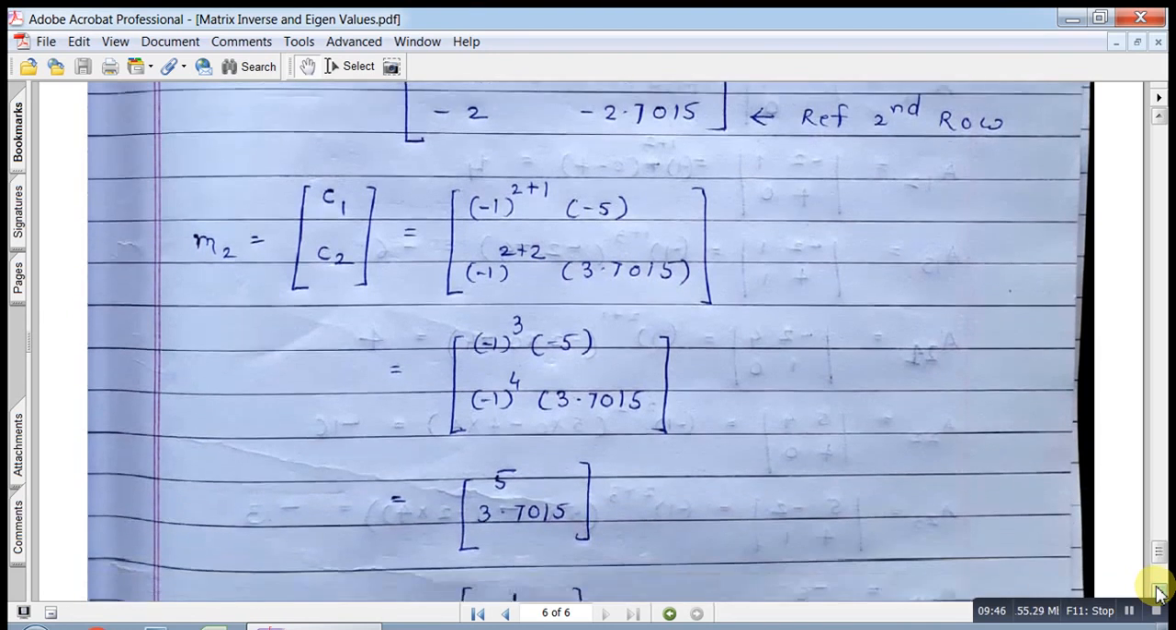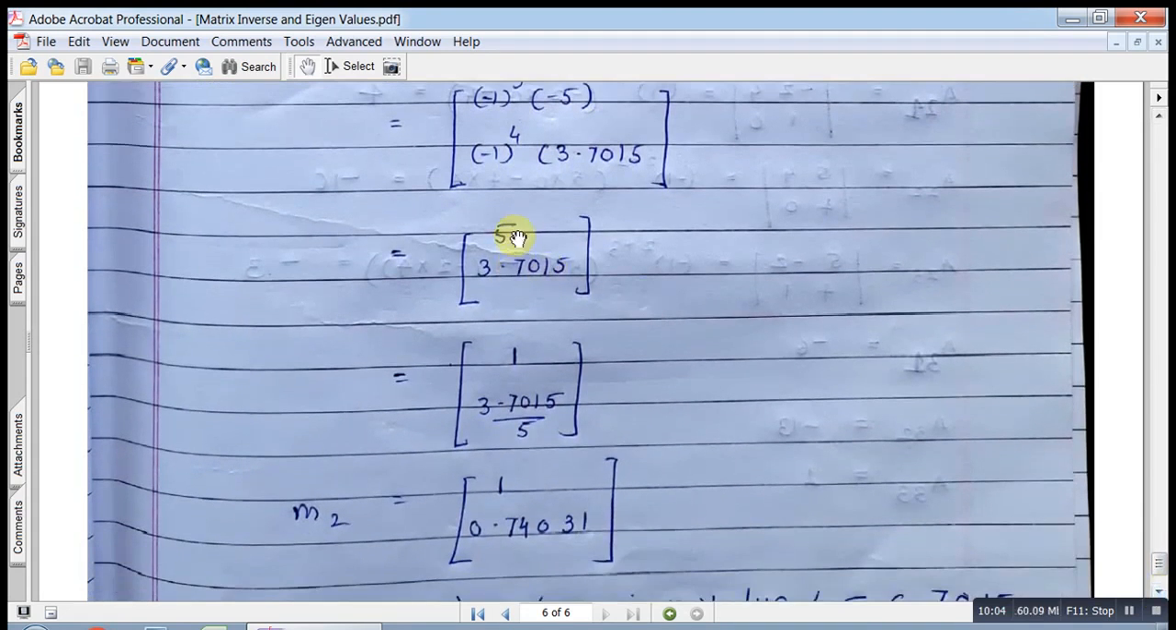Minus 1 raised to 4 has a positive sign, so the 3.7015 will be negative as it is. Ultimately the highest value between these two is 5, so we take 5 outside. The remaining will be 5 divided by 5 is 1, and 3.7015 divided by 5 will be 0.7013. You can calculate the same by considering the first row.